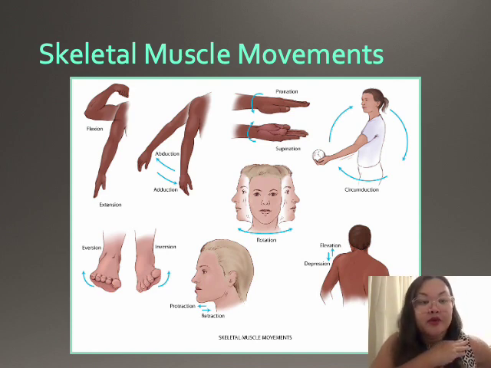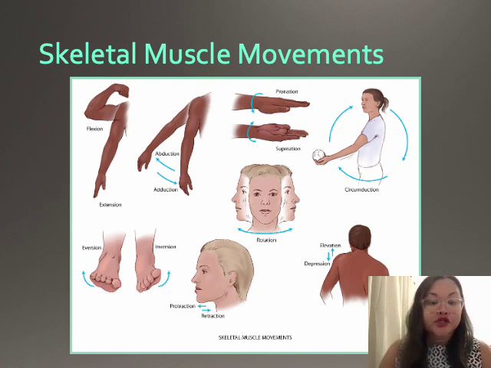Circumduction is moving the arm in a circle around the shoulder. Inversion is moving the sole of your foot towards your ankle, and then eversion is moving it away. An example of rotation is moving your head around the central axis. Protraction is moving the body part forward and parallel to the ground, and retraction is moving it inward. An example of protraction and retraction would be your jaw at the TMJ moving forward and backward.